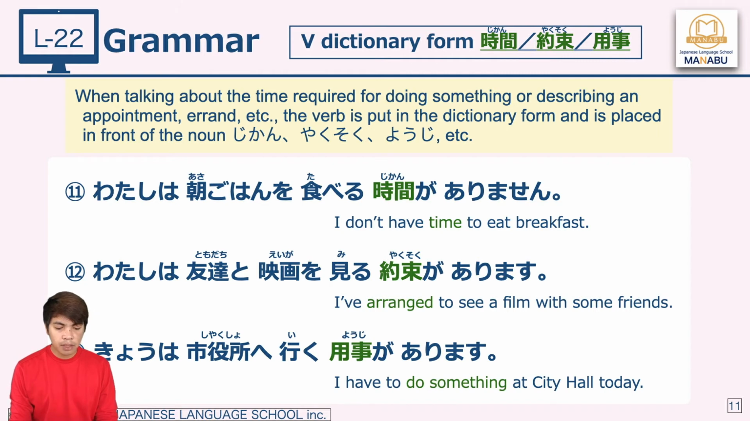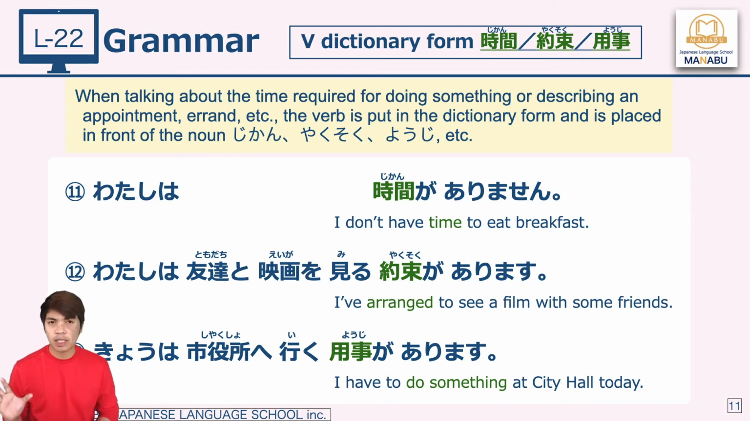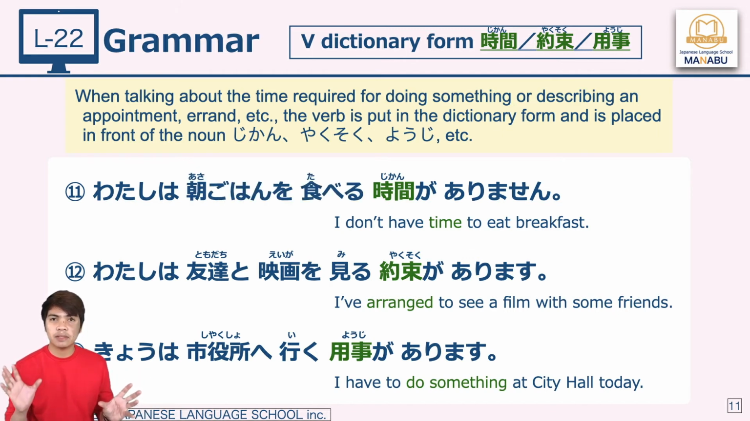So in this example, watashi wa asagohan o taberu jikan ga arimasen. Let's simplify this sentence. Watashi wa jikan ga arimasen. I don't have time. So what kind of time? A time to eat. Asagohan o taberu jikan, from the verb asagohan o tabemasu, to eat breakfast. The plain form of the verb tabemasu is taberu. So asagohan o taberu jikan, the time to eat breakfast. Ga arimasen, I don't have. So I don't have time to eat breakfast.